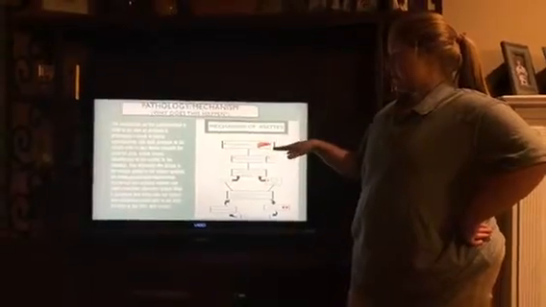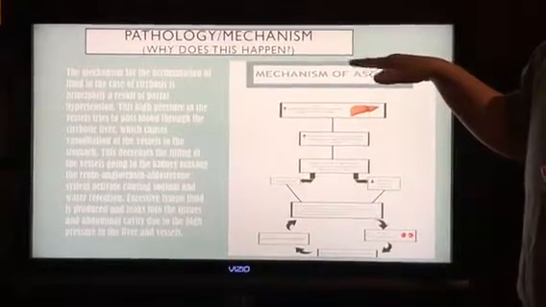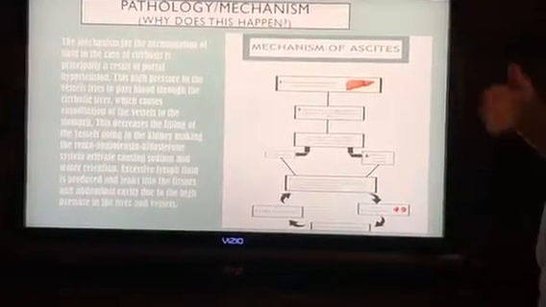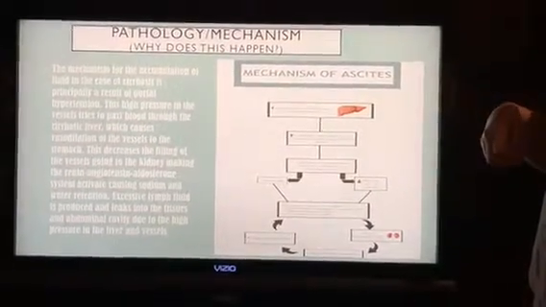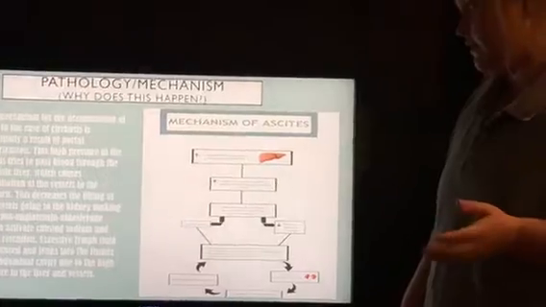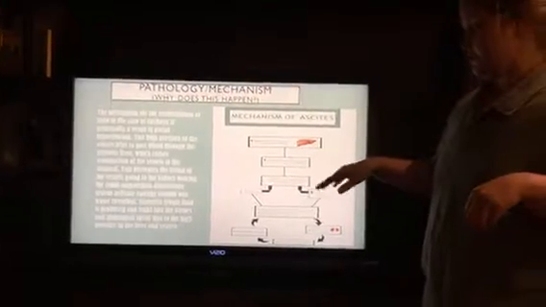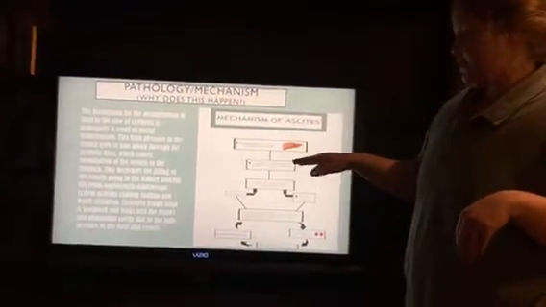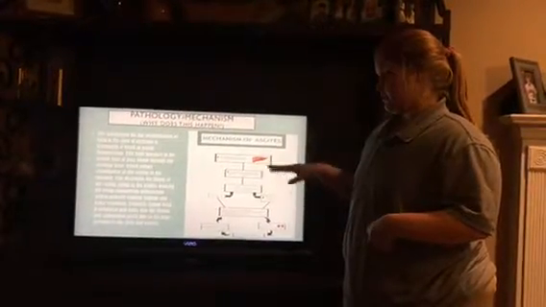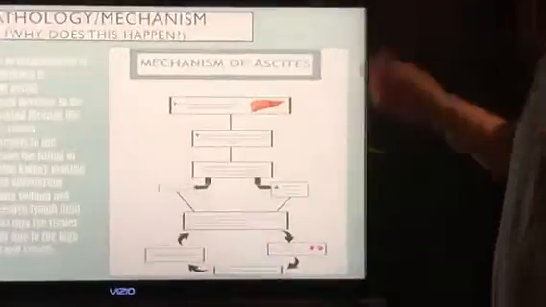So more about the mechanism, about how it happens. For cirrhosis and the result of portal hypertension, the high pressure in the vessels tries to pass blood through the cirrhotic liver, which causes vasodilation of the vessels to the stomach. That decreases the filling of the vessels going to the kidney, making the renin system activate, causing sodium and water retention. And then excessive lymph fluid is produced and leaks into the tissues and abdominal cavity due to high pressure in the liver and vessels. So here's a breakdown with a chart that makes it easier to understand.